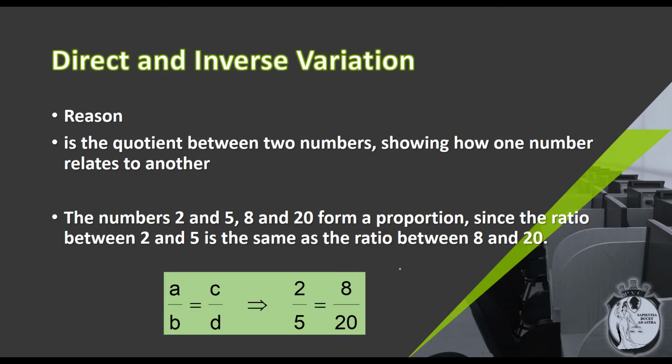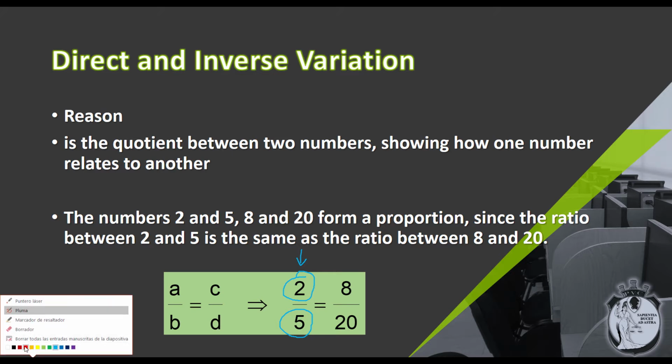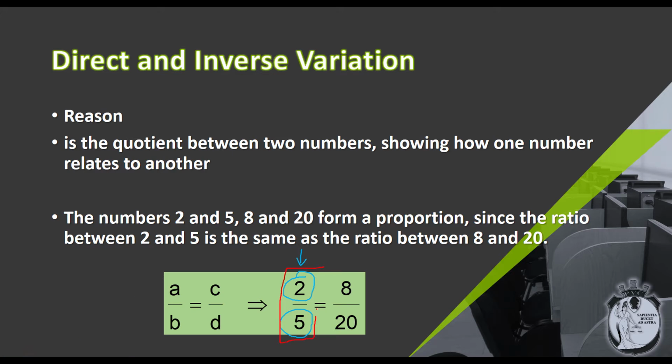Now this is the important part for that unit. We will see the direct and inverse variation. But first we need to understand what a reason is. The reason is the quotient between two numbers, showing how one number relates to another. It's a relation between two numbers. For example, here you have 2 and 5. This is a reason. This is another reason.